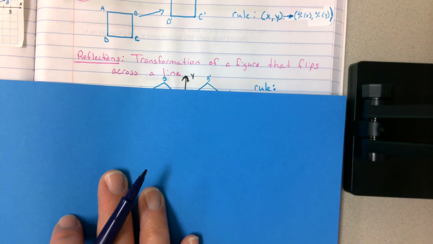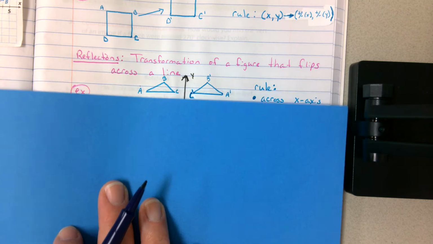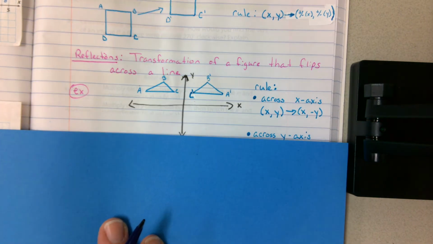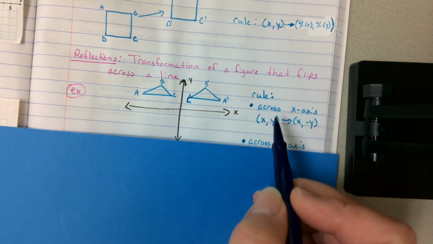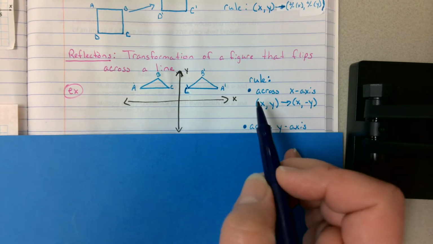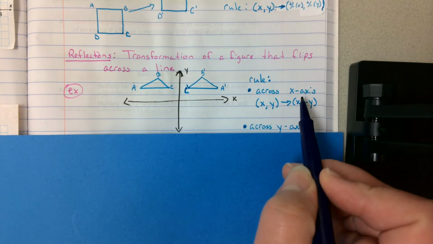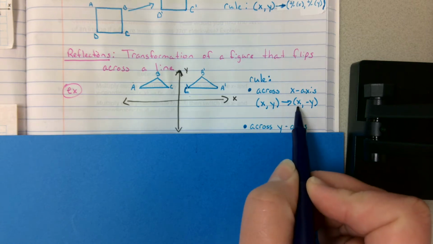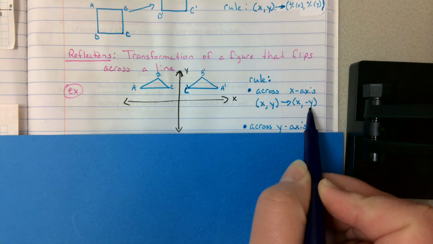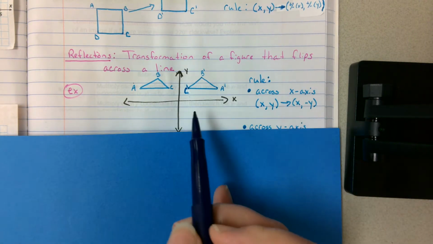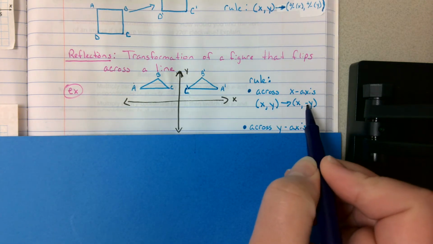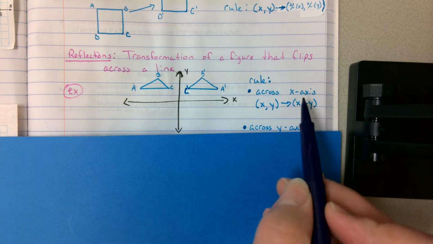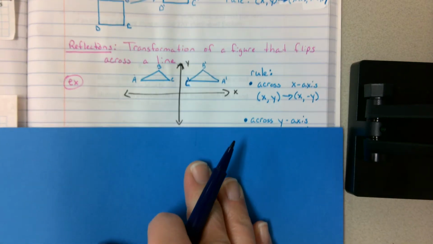Reflections, that's a transformation of a figure that flips across a line. So here is our rule. If it's going to reflect across the x-axis, your x value stays the same, but your y value becomes negative. So if it's a negative already, a negative negative becomes a positive, but if it's positive, that would become a negative y value.